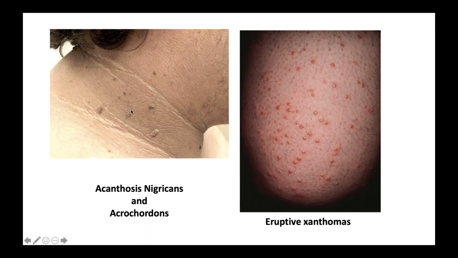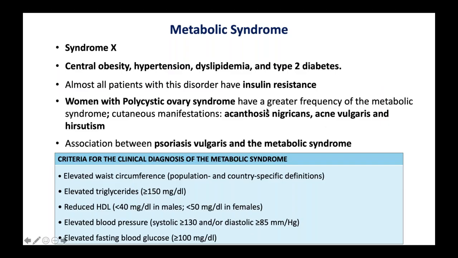Acanthosis nigricans presents generally over the flexure surfaces as hyperpigmented velvety plaques, and overlying are these small soft papules, which are acrochordons. Then this is what eruptive xanthomas look like. The orange color is characteristic, and this presents as slightly shiny papules.